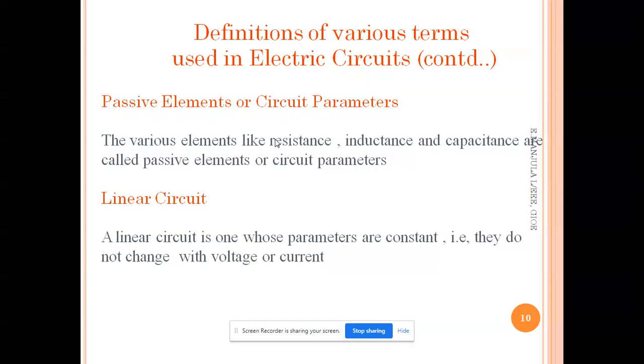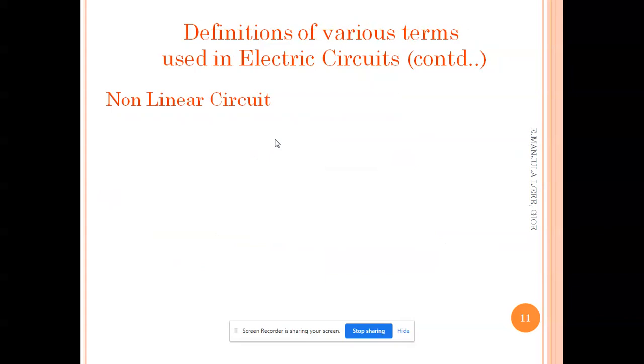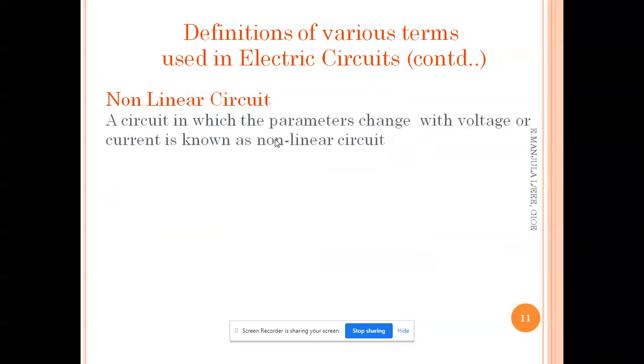Linear circuits. What are the linear circuits? A linear circuit is one whose parameters are constant. That is, they do not change with voltage or current. So the parameters are constant, they are linearly varying. Those circuits are called linear circuits. What are the non-linear circuits? A circuit in which the parameters change with voltage or current is known as a non-linear circuit.